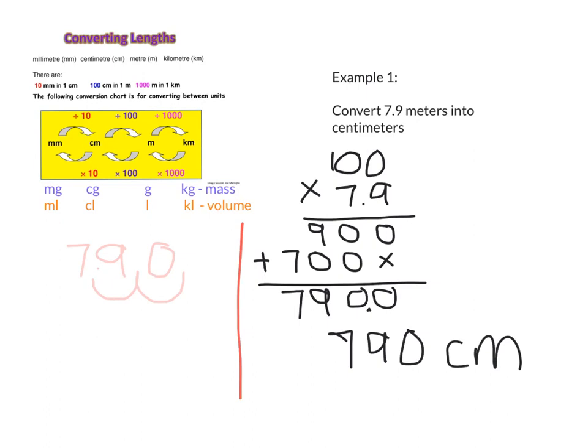So my answer, again, would be the same. It would be 790 centimeters. So if we were to convert 7.9 meters into centimeters, our answer would be 790 centimeters.